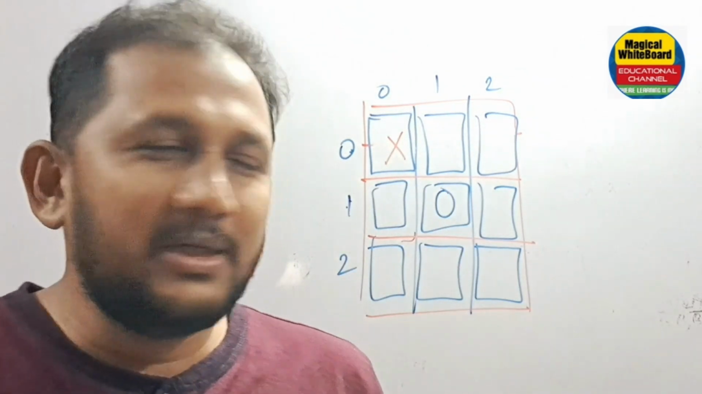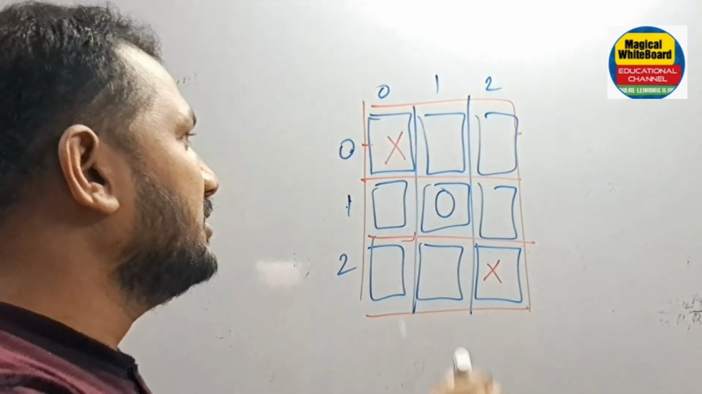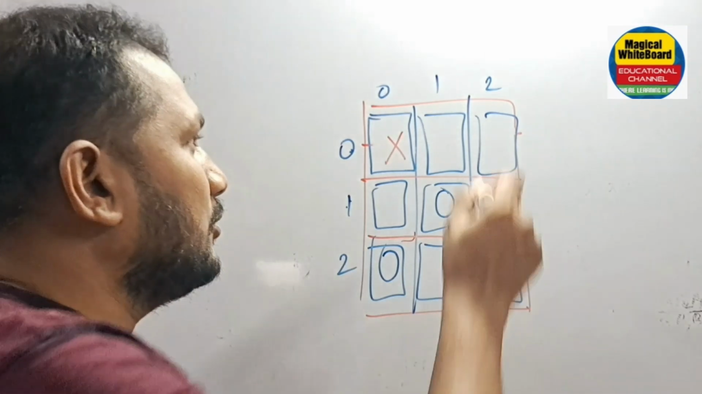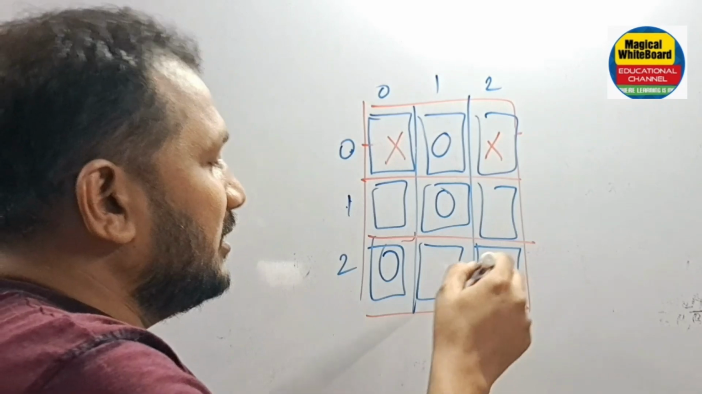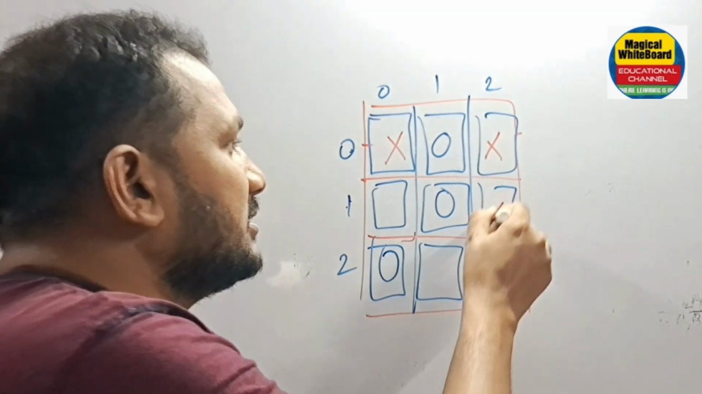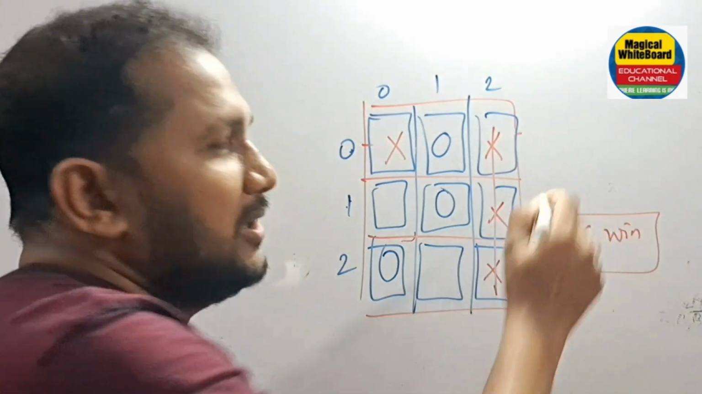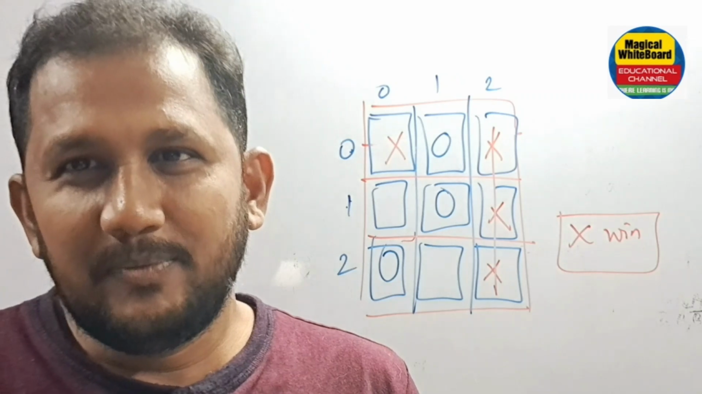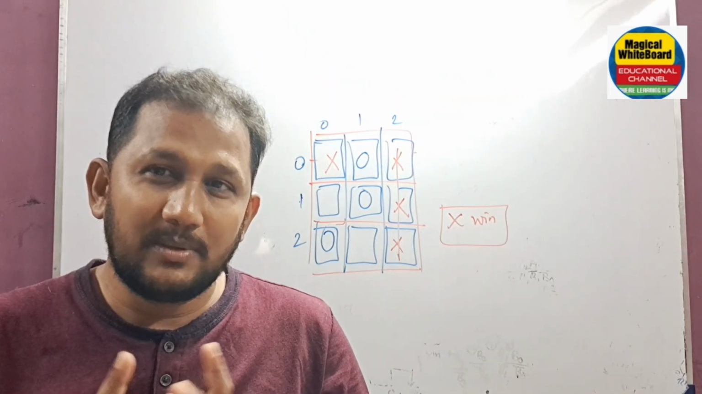Now the next player suppose selects this one, and the next one is selecting 0 here, and the opponent playing cross, and next one is selecting 0 here, and the winner is cross. Then X wins. It will display the message X is the winner. So in this way the Tic-Tac-Toe game will be designed.